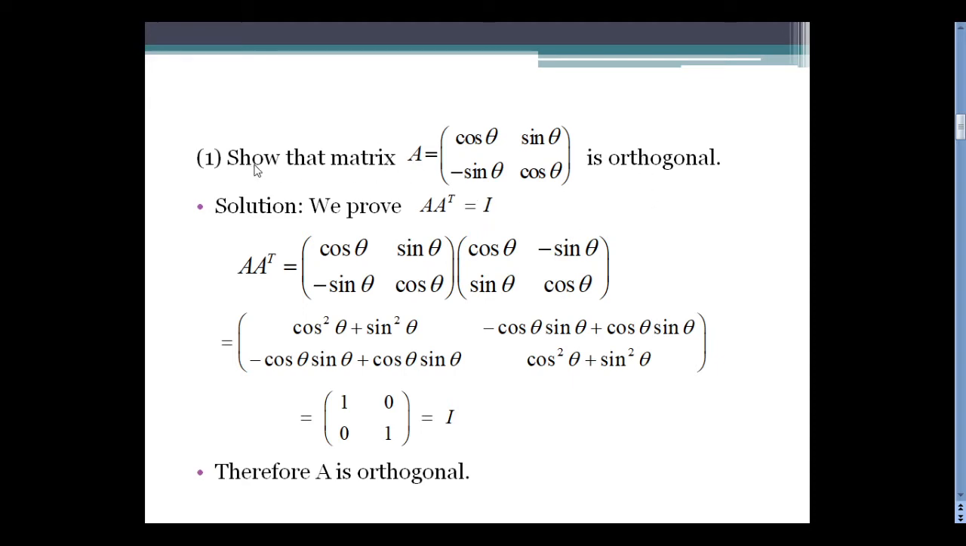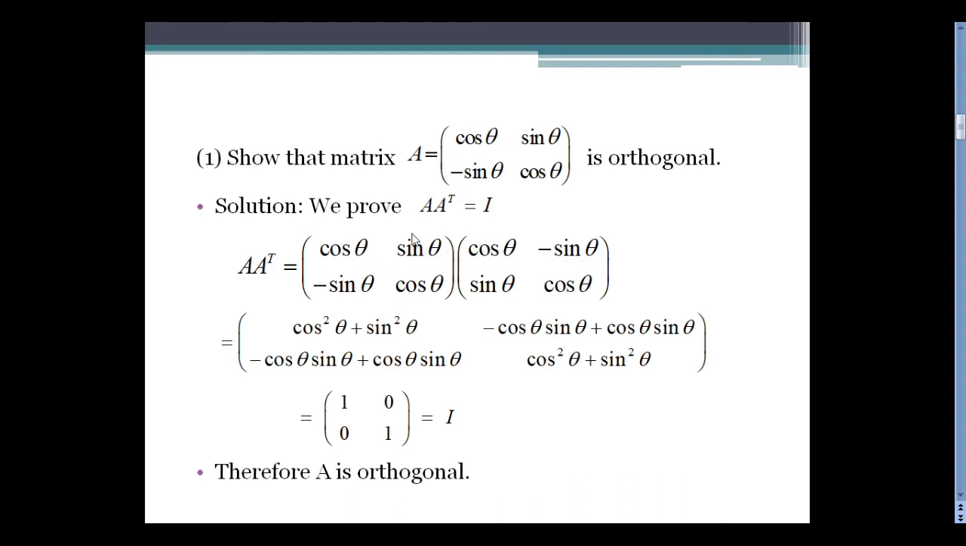So here it is given, show that the matrix A, cos theta, sin theta, minus sin theta, cos theta, is orthogonal. To prove it is orthogonal, we have to prove A into A transpose is equal to I. So we find A into A transpose. I have written A transpose. How to convert to A transpose? Convert the rows into columns. So cos theta, minus sin theta, then sin theta, cos theta.